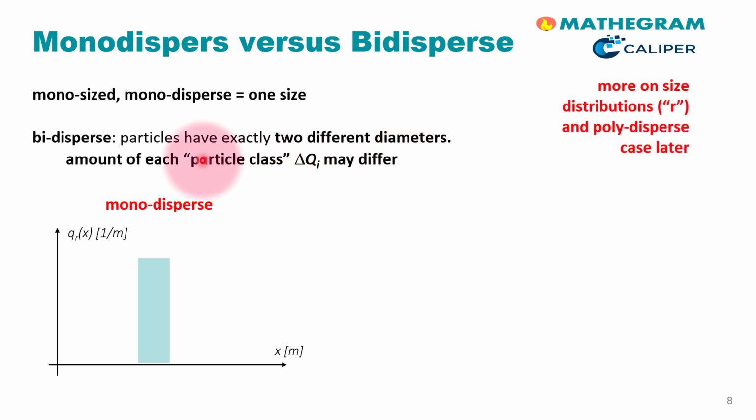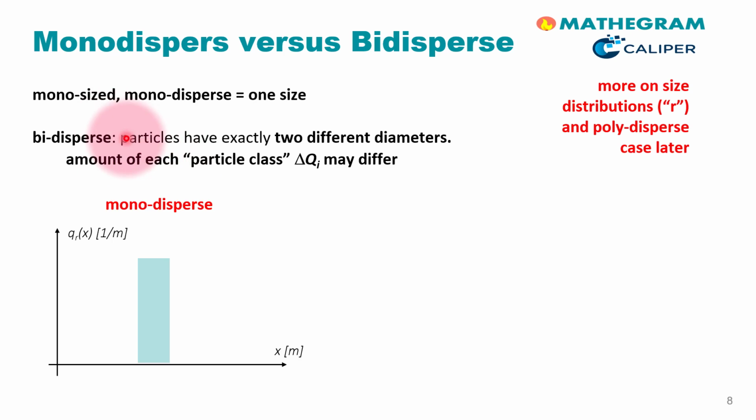Next, we need to define a very important term. It is bidisperse, meaning that we have particles that have exactly two different sizes. The first additional parameter to describe such materials is the size ratio.